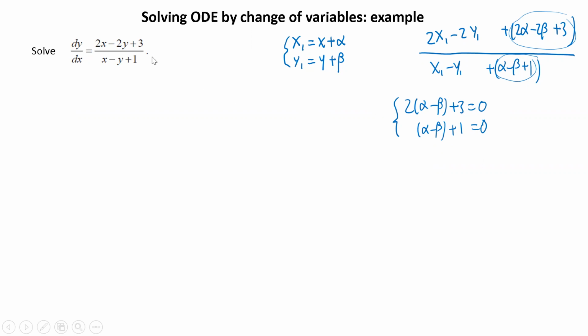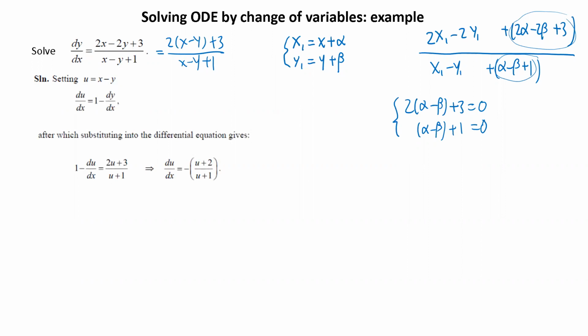Okay. So here we'll use another strategy. First of all, you can see that the numerator, if we just group the terms, I'll write it this way. So x minus y comes together, no matter if it's in the numerator or the denominator. So what we try is to let the new variable u equal x minus y.